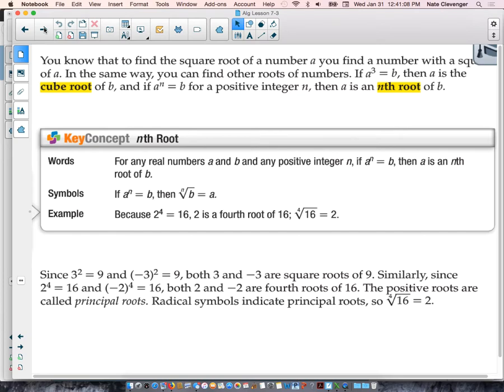Okay. Let's just read this up here. See what it says. You know that to find the square root of a number a, you find the number whose square is a. In the same way you can find the roots of numbers. So if a to the third is equal to b, then a would be the cube root of b. If you have a to the nth equals b, then a is the nth root of b. Terminology, don't get too caught up in that yet.